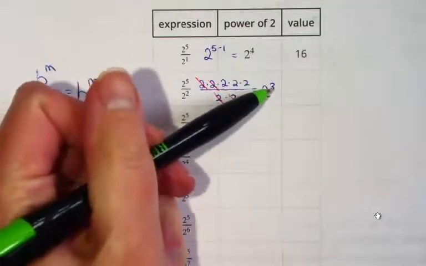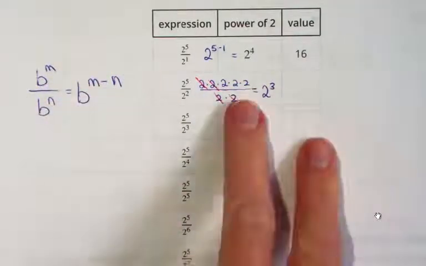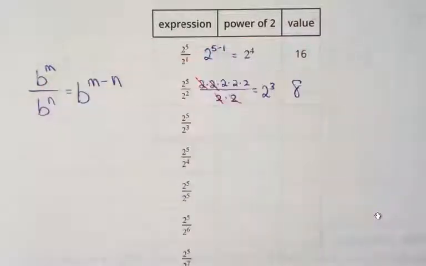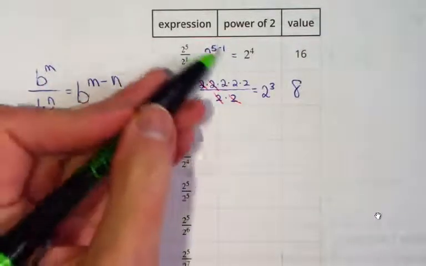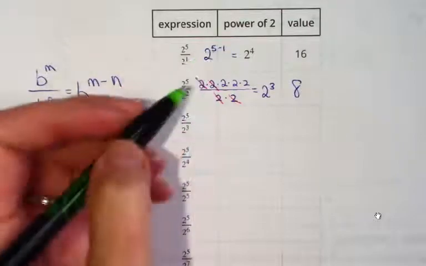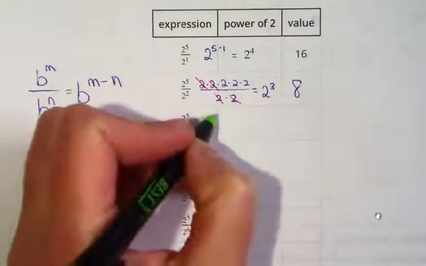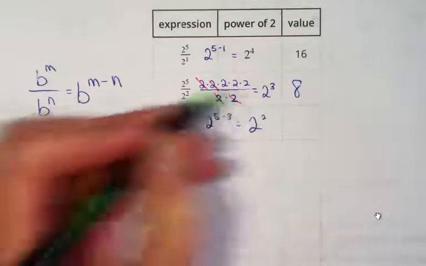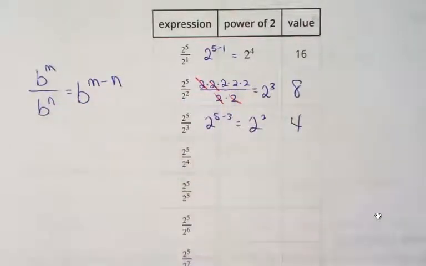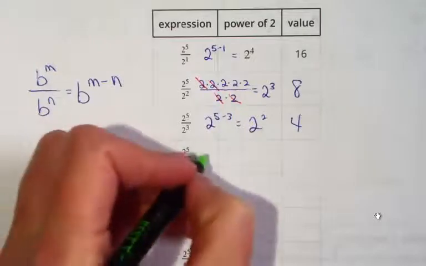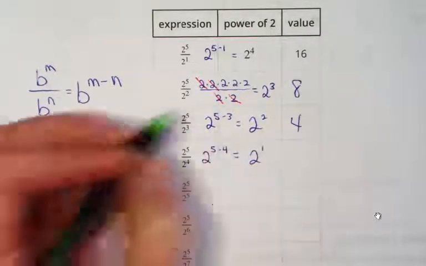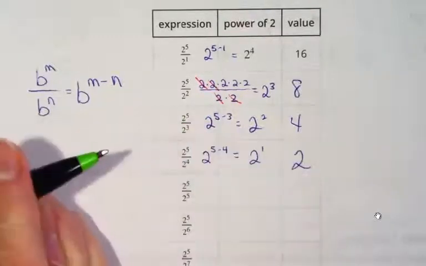So now we have 2 to the 3rd power. 2 times 2 is 4 times 2 is 8. That gives us our value. I'm going to keep on going this way because knowing this rule, it's really nice and easy. So 2 to the 5 minus 3 gives us 2 to the 2nd power, which is 4. 2 to the 5 minus 4 is just 2 to the 1st power, which is 2.